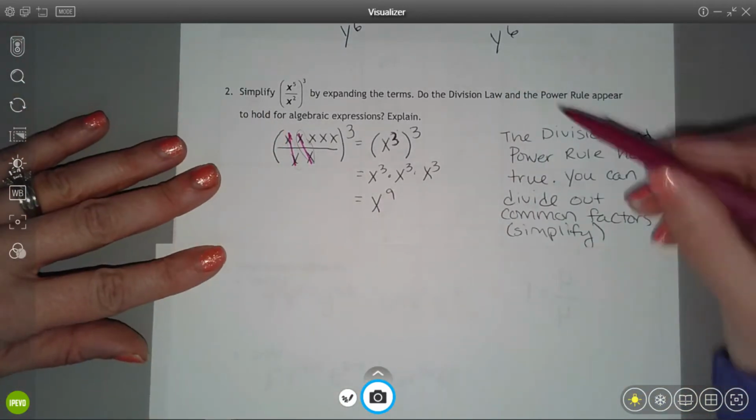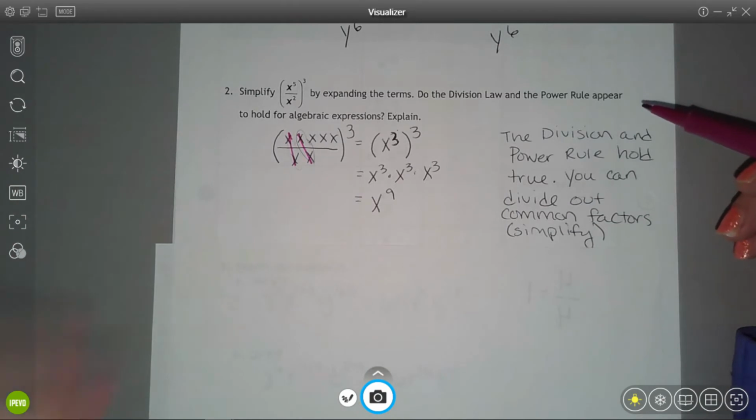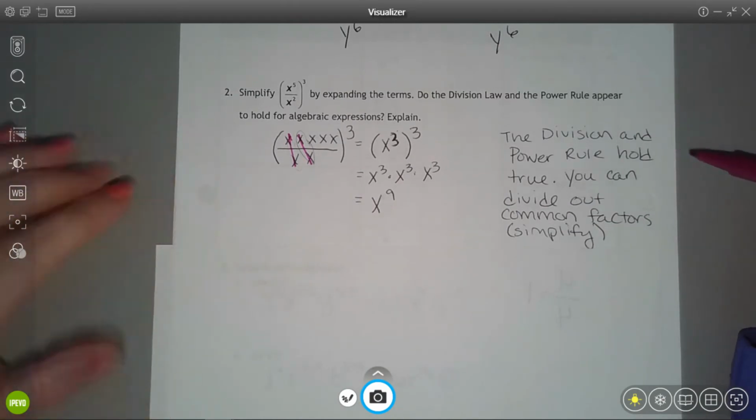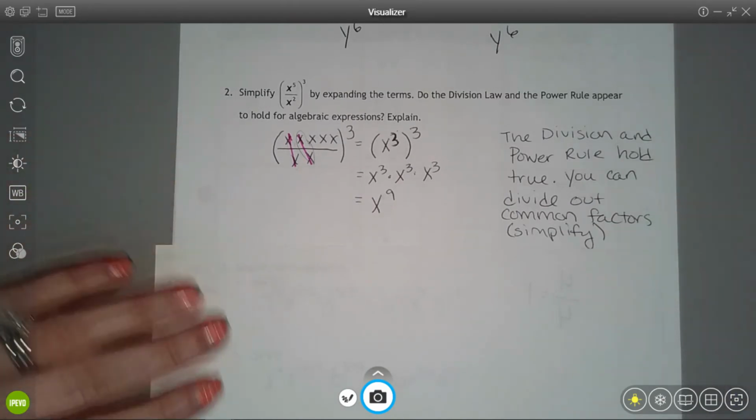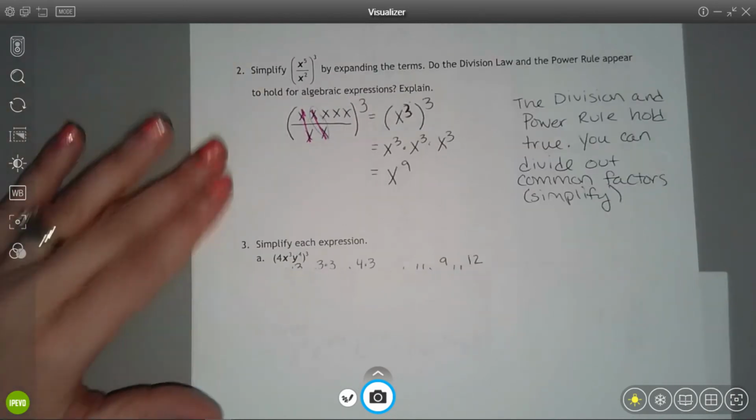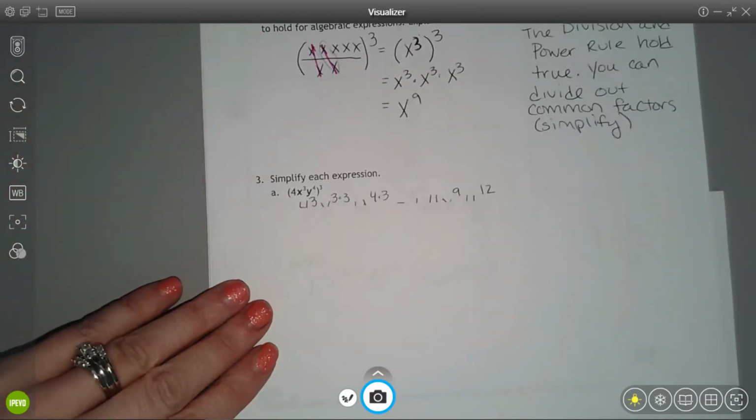So to answer the question, do the rules appear to hold true? Yes, the division and power rule hold true. You can divide out common factors by simplifying first. Okay, so let's just go through and do this.